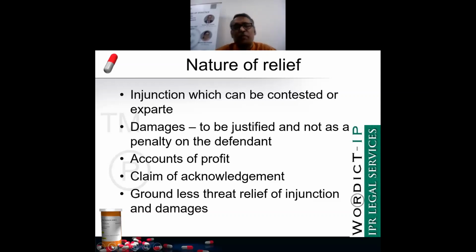Similarly, you have accounts of profit there. Then there is something called a claim of acknowledgement, which is very important. If a claim of acknowledgement is made, then the defendants can also seek, telling the court, we would like to settle it out of court, please give us some time. Then groundless threat, relief of injunction and damages, is also there under the Copyright Act.